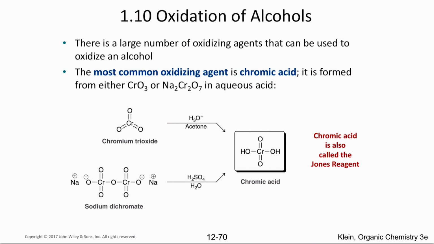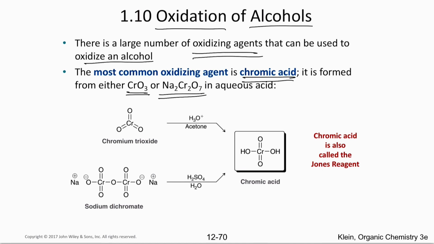Now, how do you do oxidation? We have a large number of oxidizing agents that can be used to oxidize an alcohol, but the most common oxidizing agent is what we call chromic acid. Chromic acid can be formed from either chromium trioxide or sodium chromate in aqueous acid. Chromic acid is this compound with chromium in the center, two double bonded oxygens, and two OH groups attached to it. The other name for chromic acid is Jones reagent. So Jones reagent is basically an oxidizing agent.